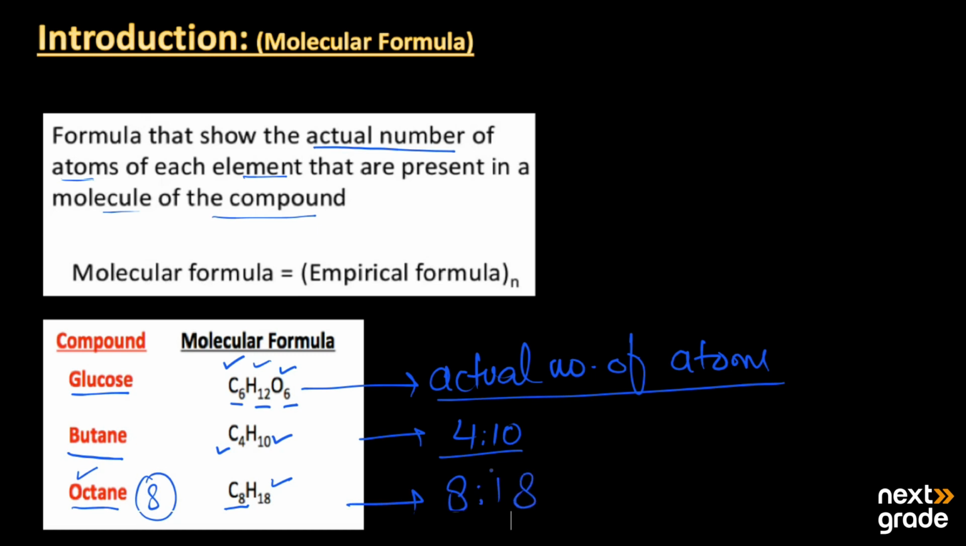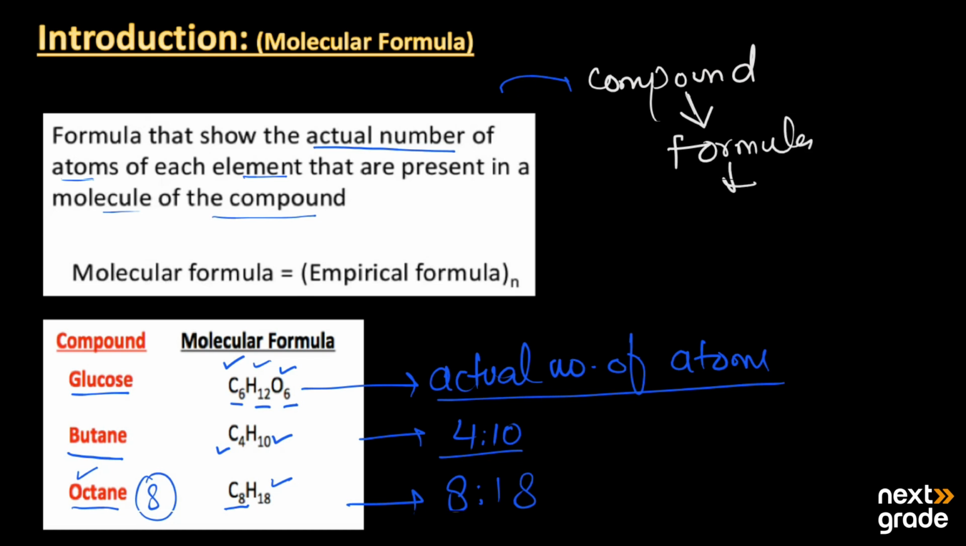So if there is any compound and we have its formula, and that formula tells us the actual number of atoms, the total number of atoms that are present in it, this formula we call the molecular formula.